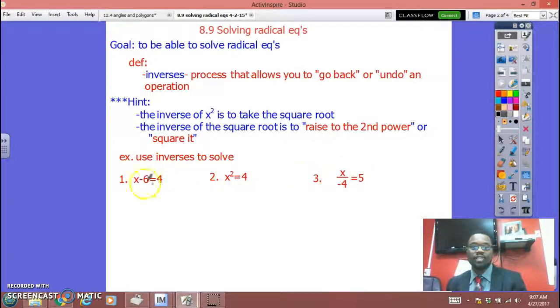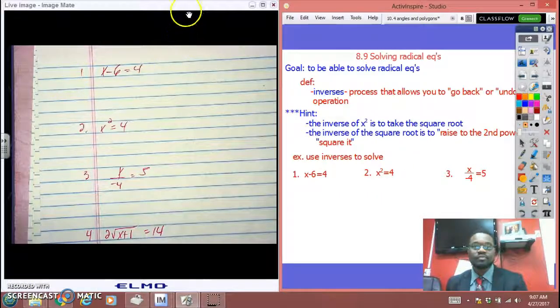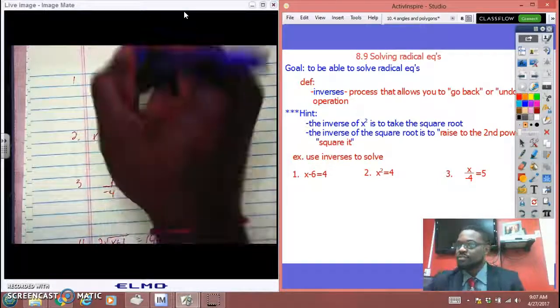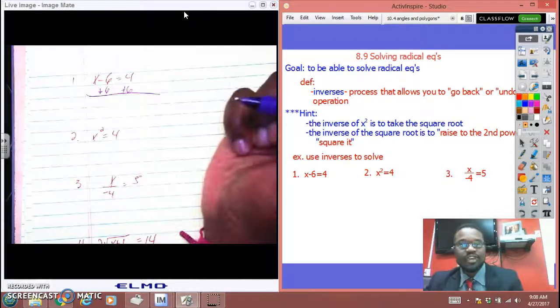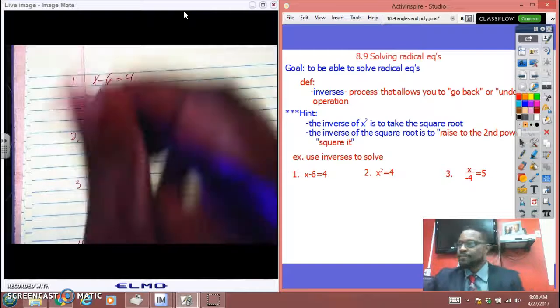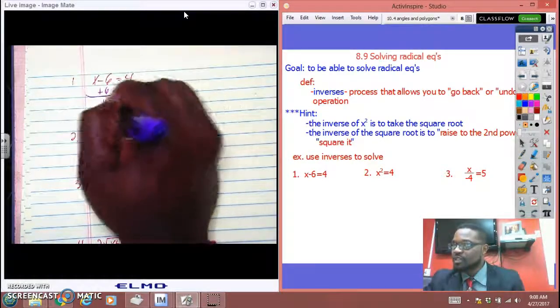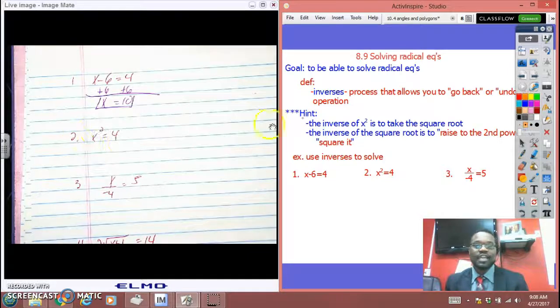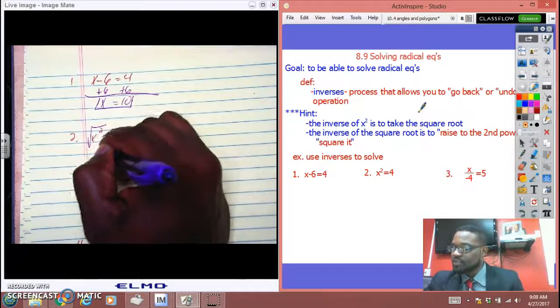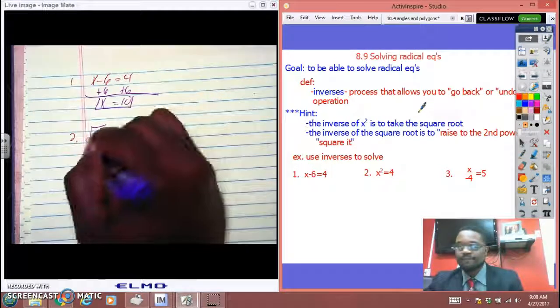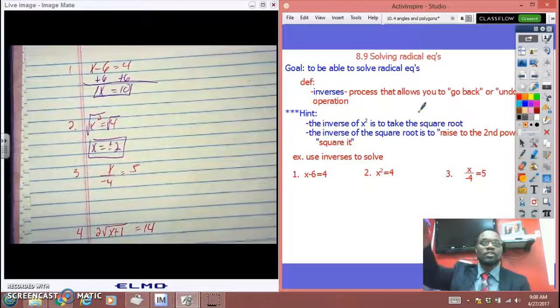And so look at these three examples here. If I ask you to solve for x here, you would use an inverse. For example, if we look at number 1, in order for me to solve this, I have to add 6 to both sides. That's actually the inverse of subtraction, is addition. Okay? And so that gives you 10. We've been using inverses. I just said the inverse of x squared is to take the square root. So in order for me to solve this, I have to actually take the square root. And that's really plus or minus 2 there. See, we've been using inverses all along.